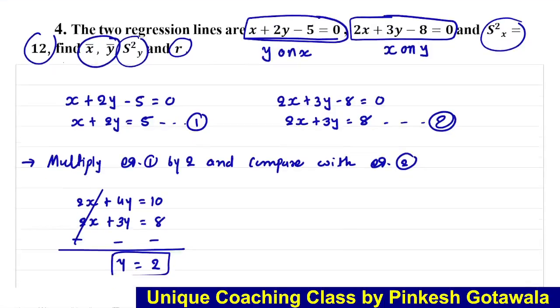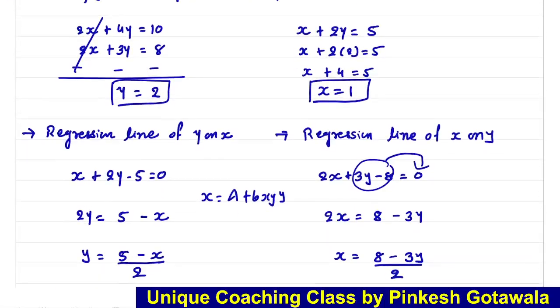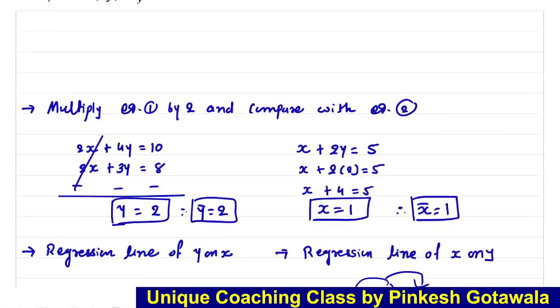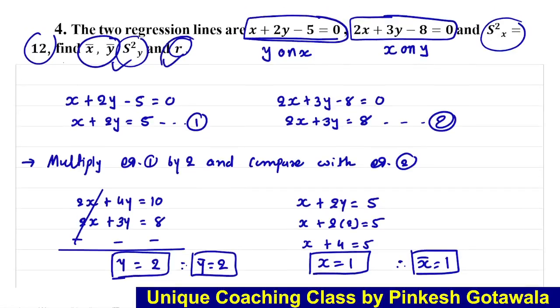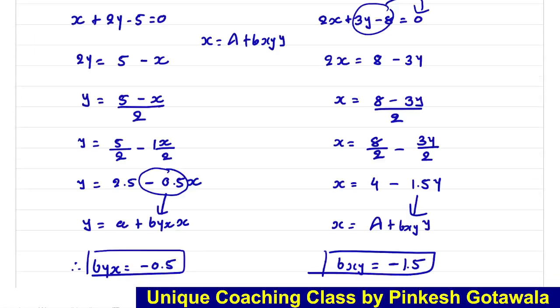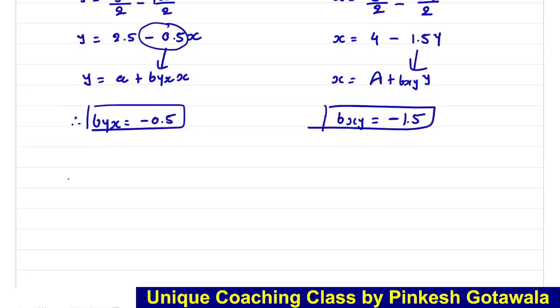So first of all we get the x bar and y bar. Look at here, we can write here this y bar 2 and here this x bar 1. Okay, so x bar y bar completed. Also they ask x square y and r. First of all let's find out r. So we just know that r square is equal to byx into bxy. Okay, બંનેનો મલ્ટીપ્લાય કરશો તો એ શું મળશે, r મળશે.